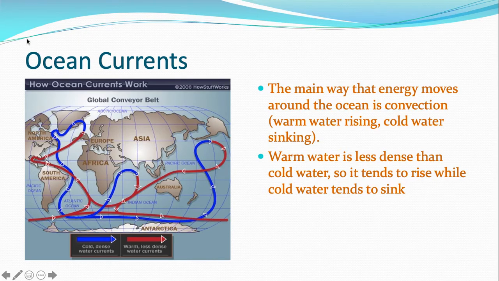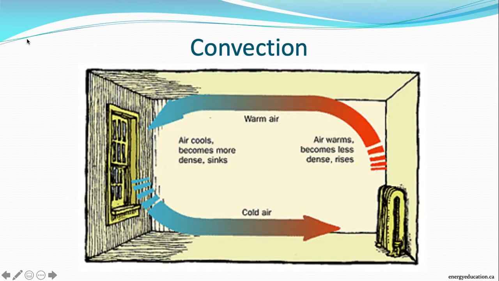The main way that energy moves around the ocean is convection. That's warm water rising and cold water sinking. Warm water is less dense than cold water, so it tends to rise, while cold water tends to sink. Same thing happens in a room with a heater. Warm air rises in the room and cooler air sinks, and you get a miniature convection current going in a room.